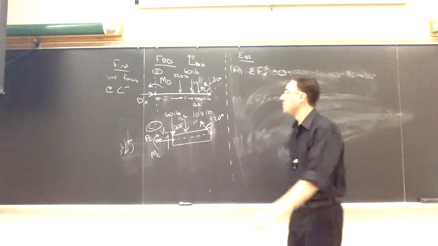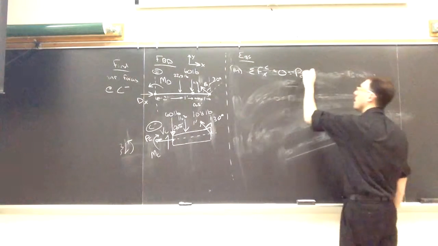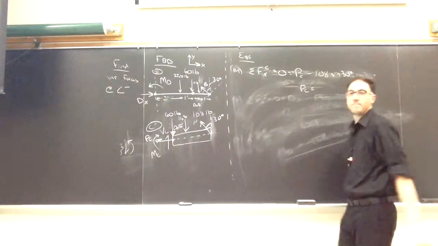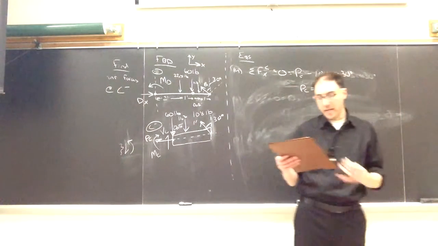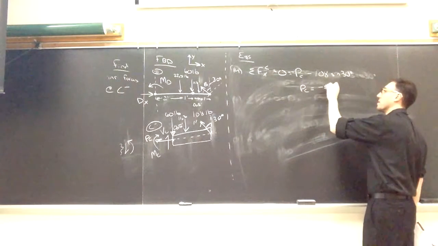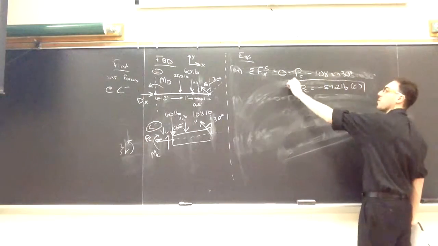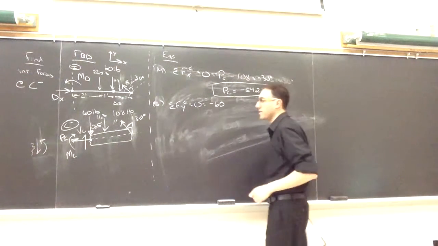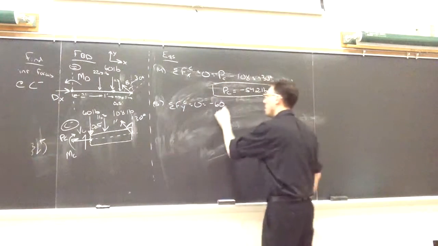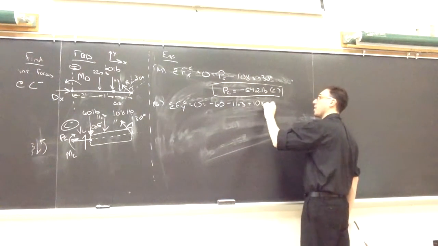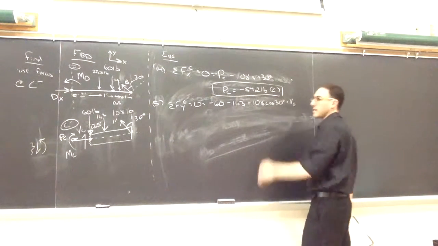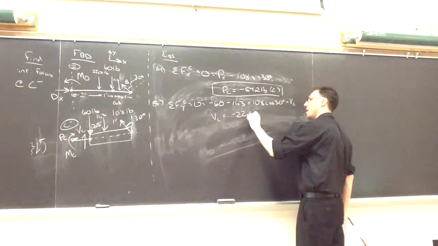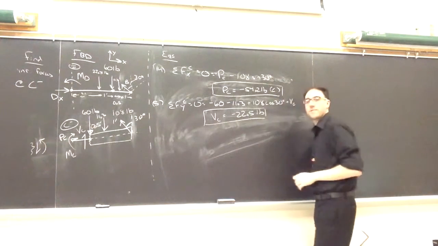In the x direction, I will have PC to the left, so negative PC, minus the 108 sine 30. So I should be finding that PC is negative 54.2 pounds. That internal normal force, because it's negative, says that I'm in compression. In the y, I'll have negative 60 because I include that point load, minus 11.3 plus 108 cosine 30 plus VC, assuming it's up. So my internal shear force is negative 22.5 pounds.